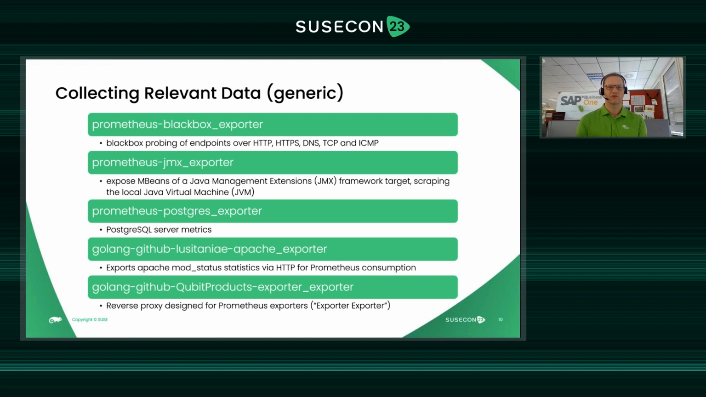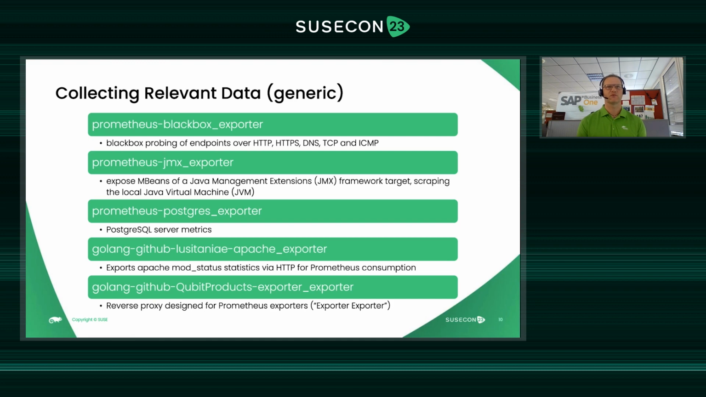On the next slide, we have the blackbox exporter. The blackbox exporter allows blackbox probing of endpoints over HTTP, HTTPS, DNS, TCP, ICMP, and gRPC. This is quite helpful to check availability, expiry dates for certificates, or the encryption support for web servers or remote management boards.